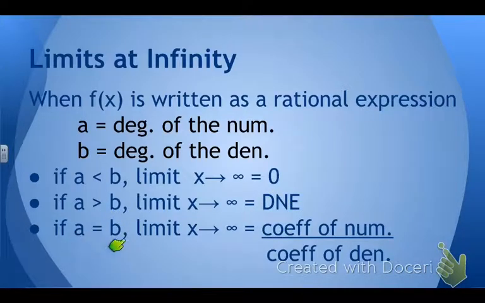So we'll figure out if it's positive or negative infinity in that case. And last but not least, if a is equal to b, then the limit as x approaches infinity would be the coefficient of the numerator divided by the coefficient of the denominator, the leading coefficients. So again, these are just the same as the horizontal asymptote rules.